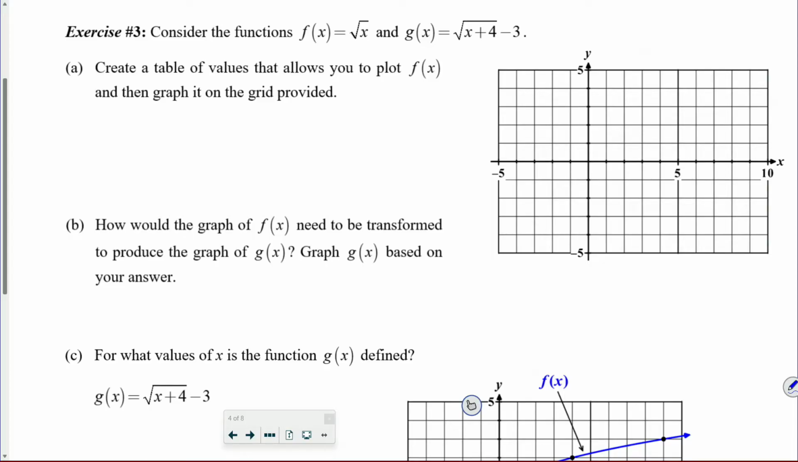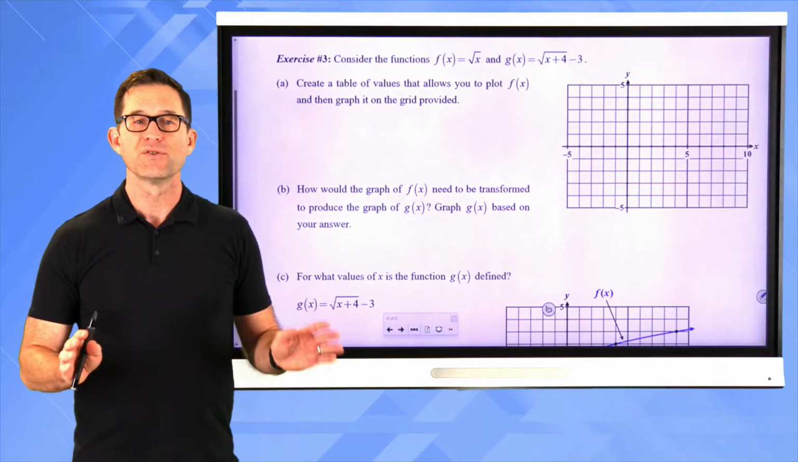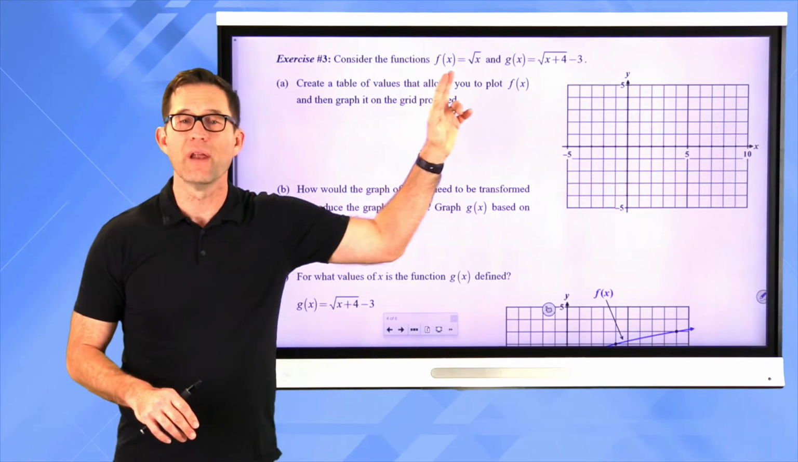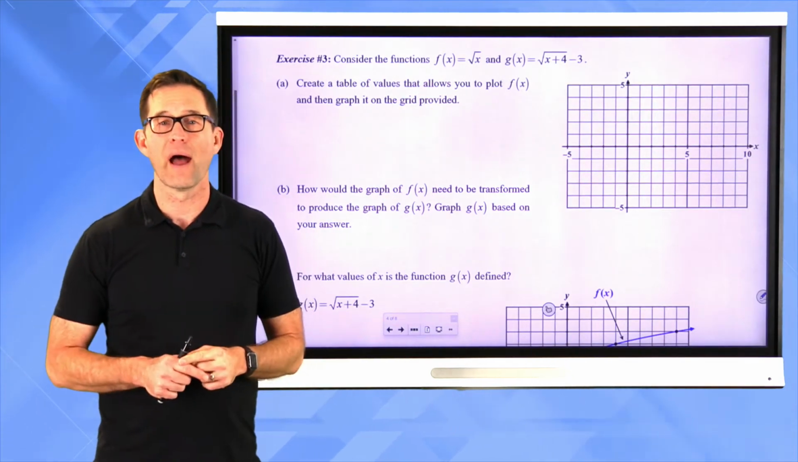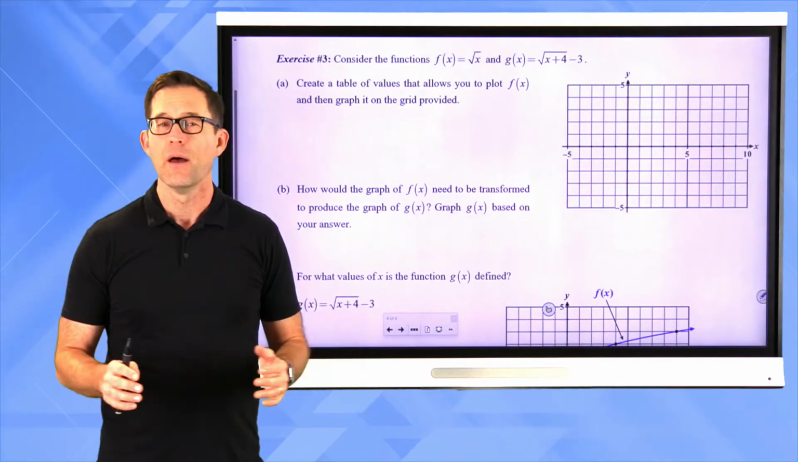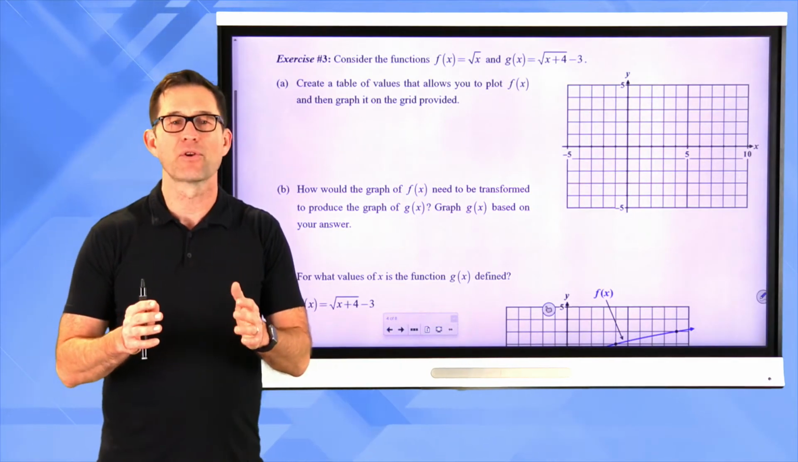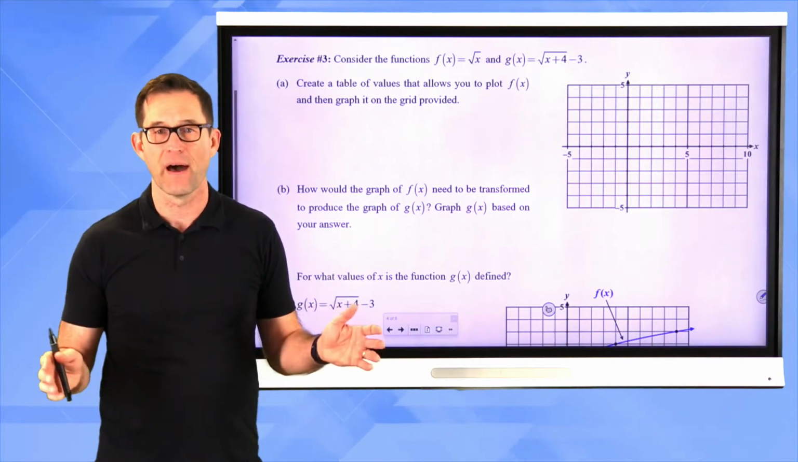Consider the functions f of x equals the square root of x and g of x equals the square root of x plus 4, then minus 3. Letter A. Create a table of values that allows you to plot f of x and then graph it on the grid provided. All right, so this particular function f of x, I want you to be able to graph without using your calculator by being able to create a very simple table of values.